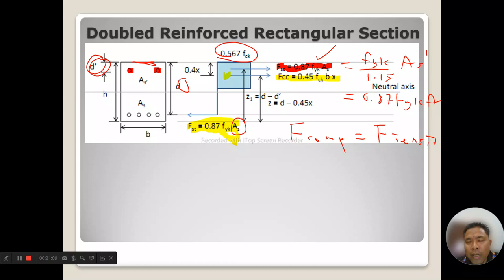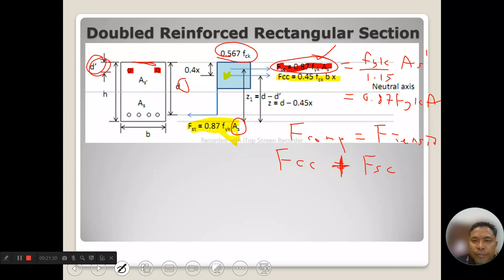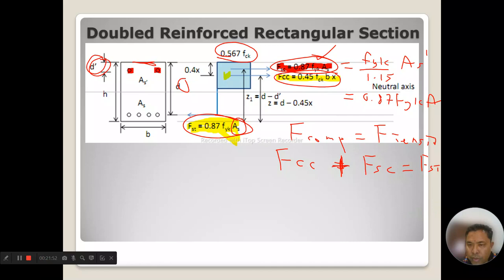So the force in concrete in compression, and also don't forget one more thing caused by the steel on top, which is FSC. Don't forget this one, FCC. FCC, the compression force in concrete, plus FSC, the compression force in steel, is equal to FST, the force in steel in tension. Okay, so by doing so, I will erase this because I want to write directly. So we consider the force equilibrium between the compression and tension.